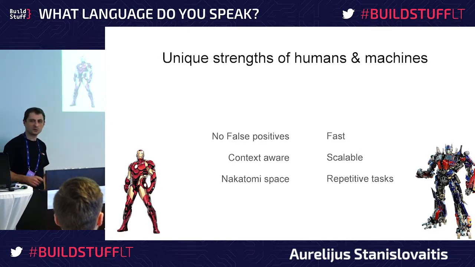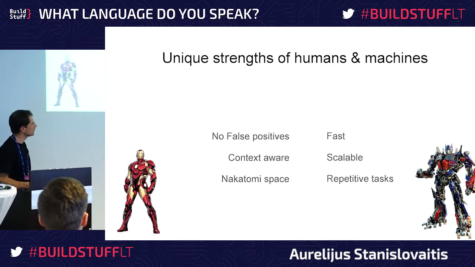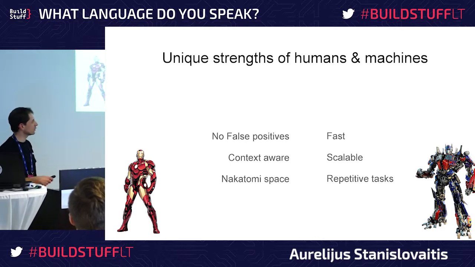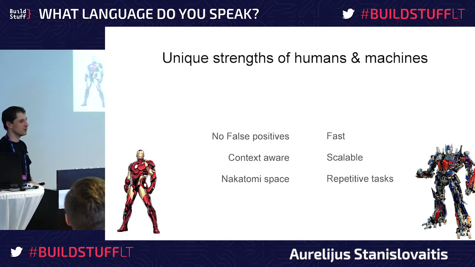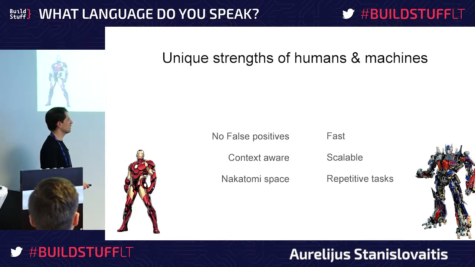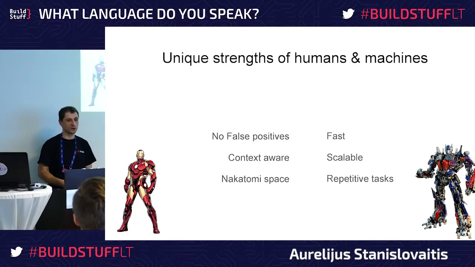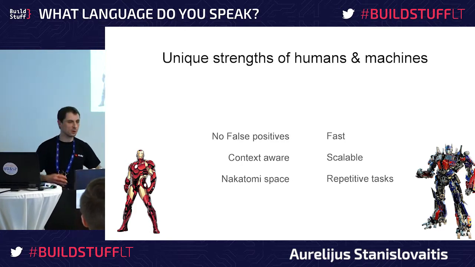Okay, so humans and machines. They have unique strengths and unique weaknesses. Humans report no false positives. Humans are context aware, and humans can crawl through Nakatomi space effectively. Machines are fast, scalable, and good for repetitive tasks. Use a combination of both.